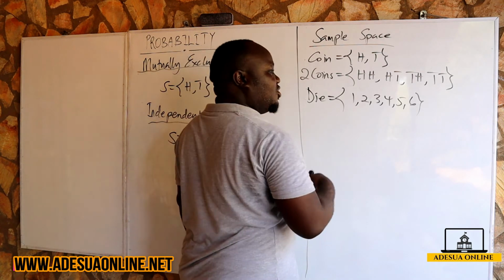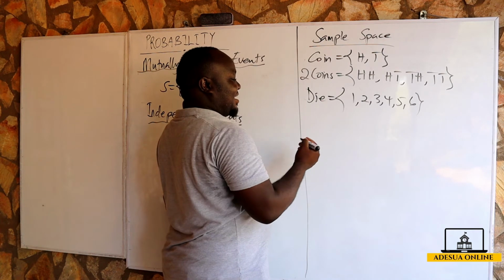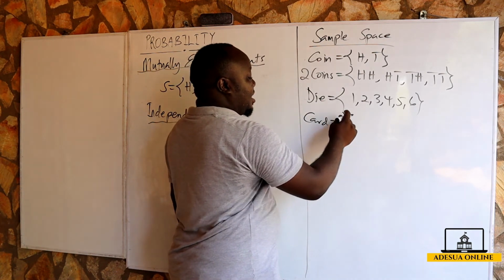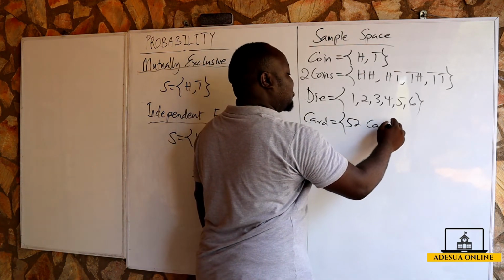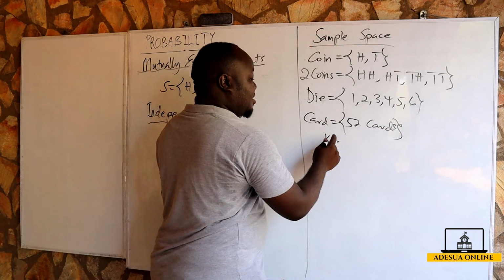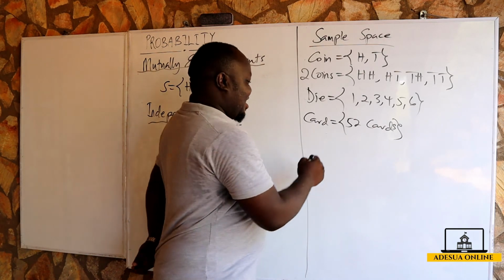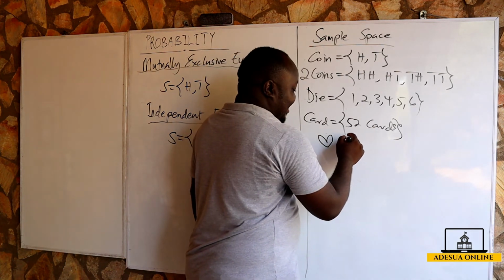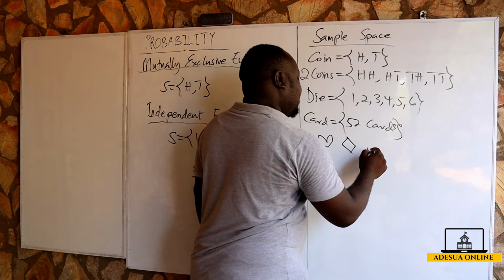Now, let's talk about the sample space for a standard deck of cards. For a standard deck, we have 52 cards. That's the sample space for a standard deck. We have 4 types, the normal cards we play. We have what we call the hearts. We also have the spade. We also have the club.